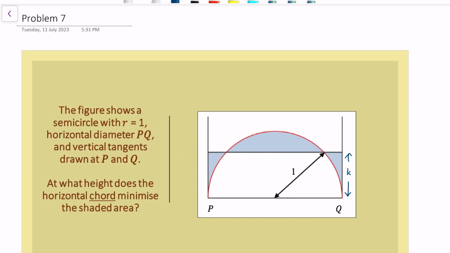But I tried it the first time round with that k as my independent variable, and it wasn't so nice. So I've decided, with this solution, to make theta my independent variable, because if we move the chord up and down, theta is going to change as well. And the reason I've done that is it makes the expressions for all the areas a bit easier, and therefore I don't have to use integration, because all I've got is a sector.